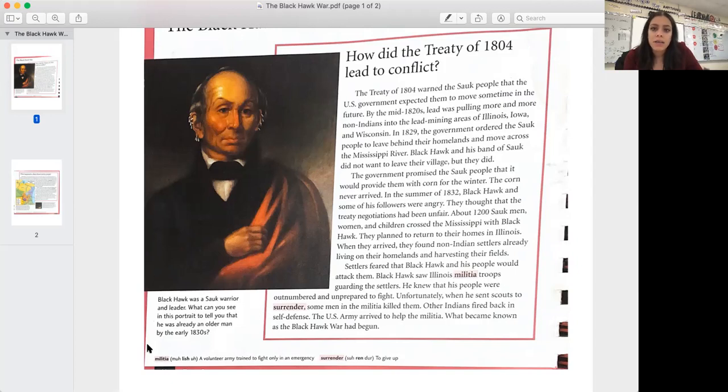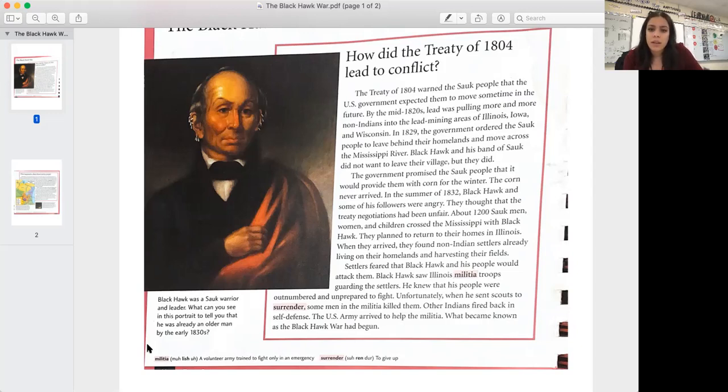Black Hawk and his band of Sauk did not want to leave their village, but they did. The government promised the Sauk people that it would provide them with corn for the winter. The corn never arrived. In the summer of 1832, Black Hawk and some of his followers were angry. They thought that the treaty negotiations had been unfair. About 1,200 Sauk men, women, and children crossed the Mississippi with Black Hawk. They planned to return to their homes in Illinois.